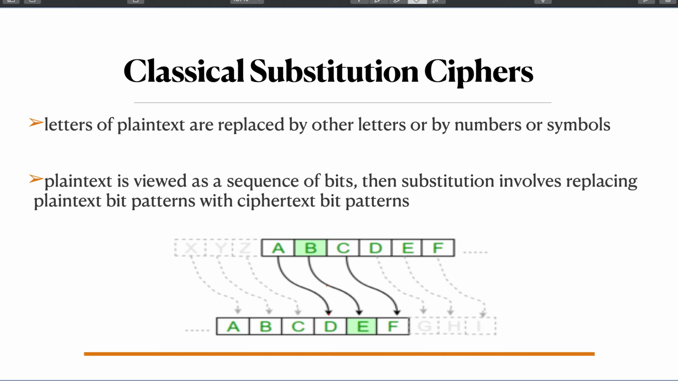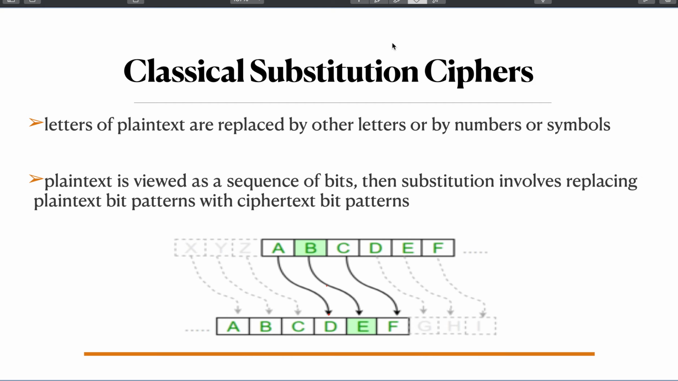Hello everyone. In this video we are going to learn about the classical substitution ciphers. After studying the cryptography concept, the next thing we are going to learn is how we are going to do that cryptography. The first method that was used in ancient times to perform this cryptography is the substitution method. From the word itself you can understand what is meant by substitution.